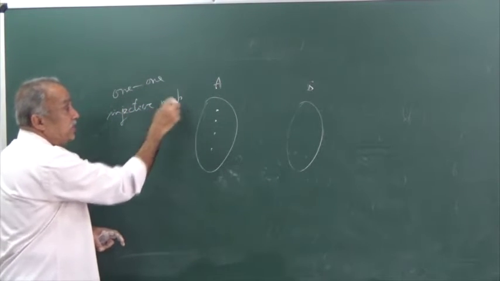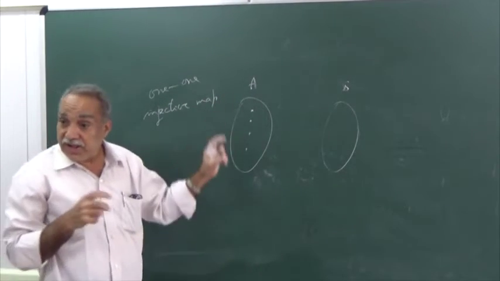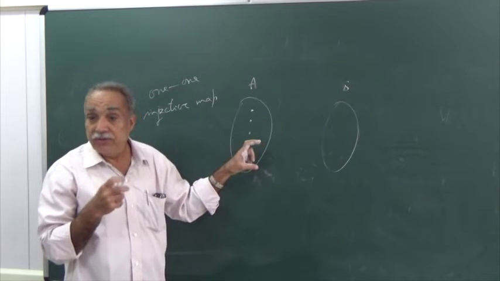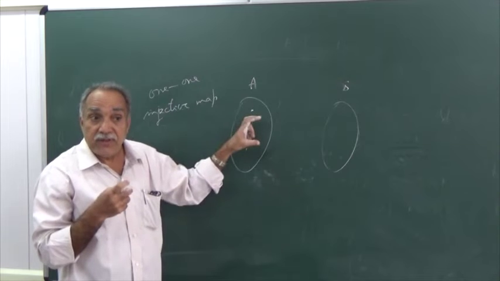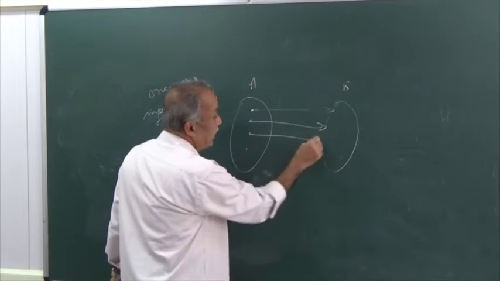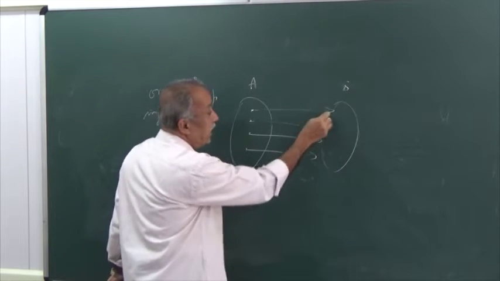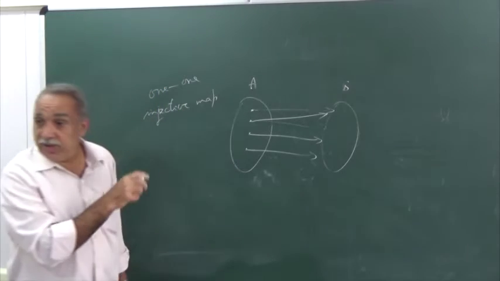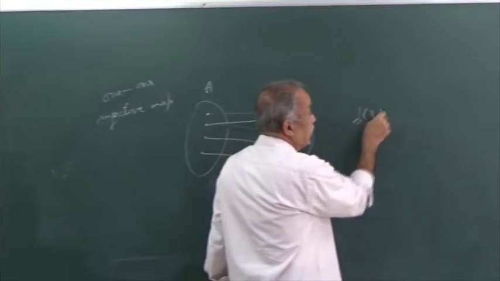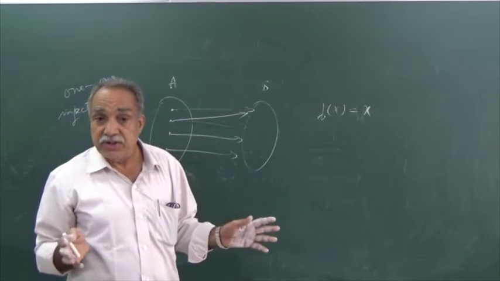A function is called an injective map or injective mapping or a 1-1 function if, in addition to being a function, different elements have different images. For example, if we have something like this, it will be a 1-1 function. Suppose we have a correspondence like this, it will be a function, but it will not be 1-1. Suppose you consider f of x equal to x, it will be 1-1, because different x, different images.